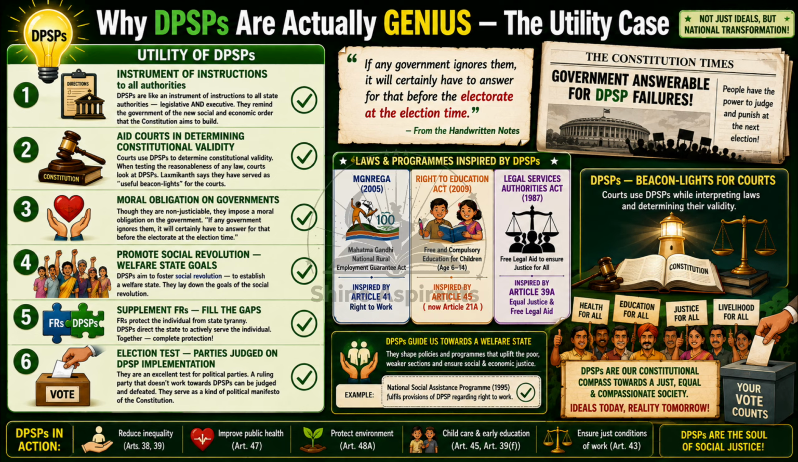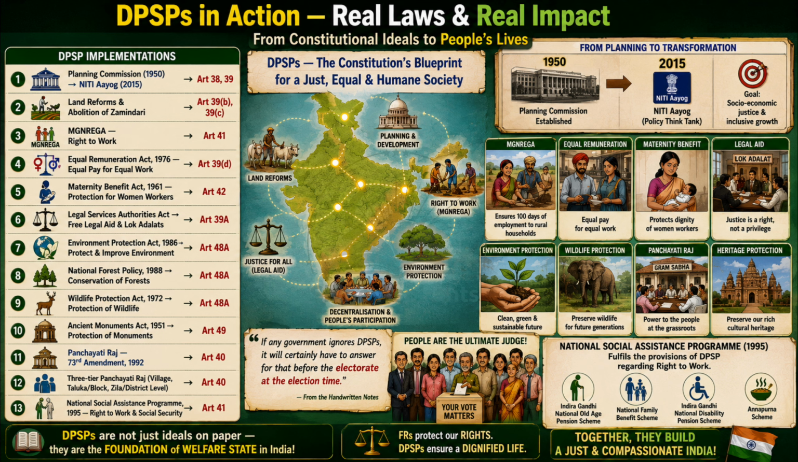Point 6. They are an excellent test for political parties. A ruling party that doesn't work towards DPSPs can be judged and defeated. They serve as a kind of political manifesto of the Constitution. Implementation of DPSPs in modern India. Now let's see how DPSPs have actually shaped India. This is the answer to all the critics.